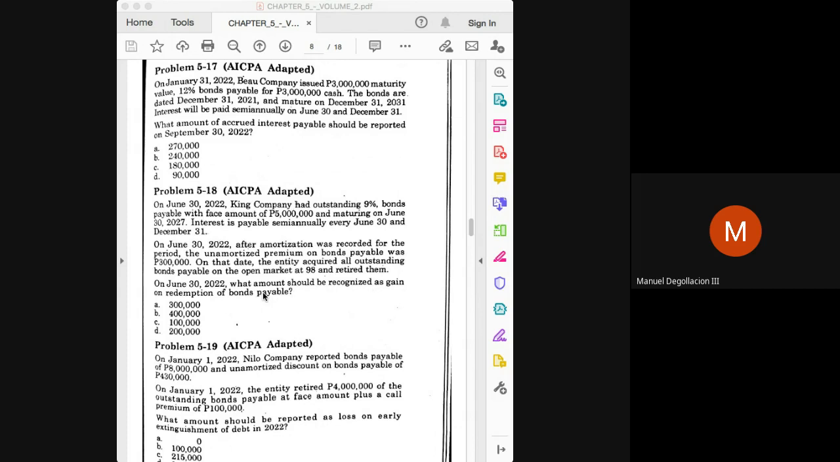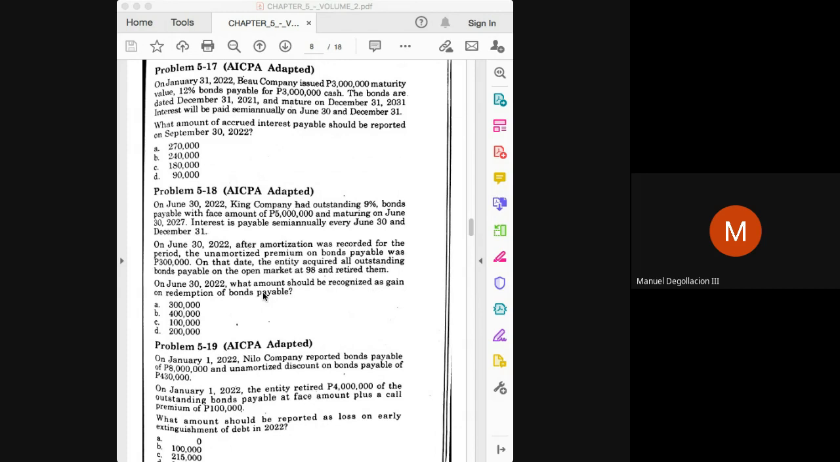Why? What happened to the interest that accrued from January to June? It was already paid on June 30. So by September 30, the remaining accrued interest that is still unpaid would be from July 1, the day after June 30, to September 30, the reporting date. So the accrued interest here should only be from July 1 to September 30. Very important that you get the accrual period correctly.